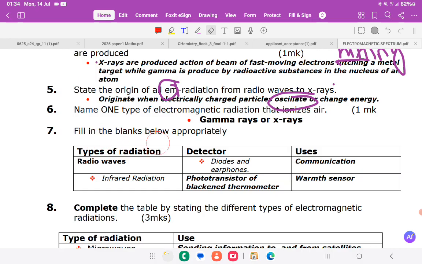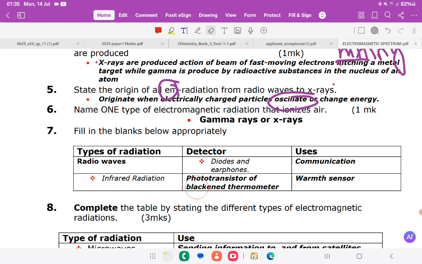Fill in the blanks below appropriately: type of radiation, detector, and uses. Radio waves are detected by diodes and earphones. When you plug earphones into your phone and play music, you can hear the sound. Similarly, when you turn on your radio and plug in earphones, you should be able to hear sound from the radio stations, which shows that earphones detect radio waves, but they can also be detected by diodes. We use radio waves in communication. For example, if you tune in your radio station, you can get messages from radio stations such as Zodiac, Times, and others.